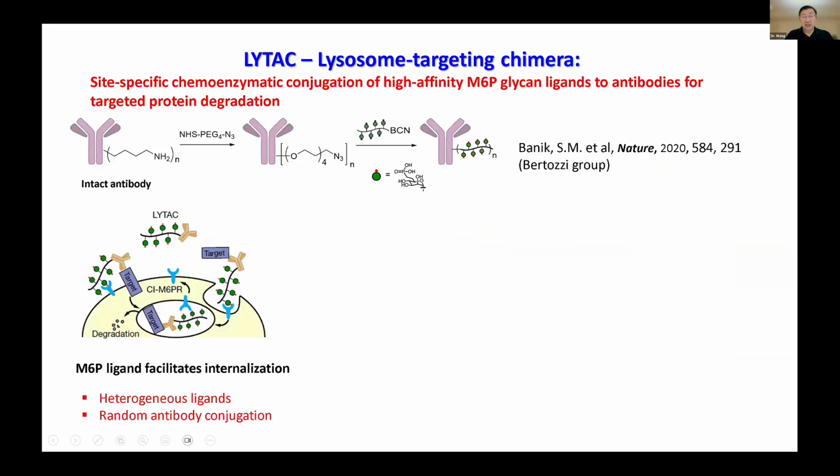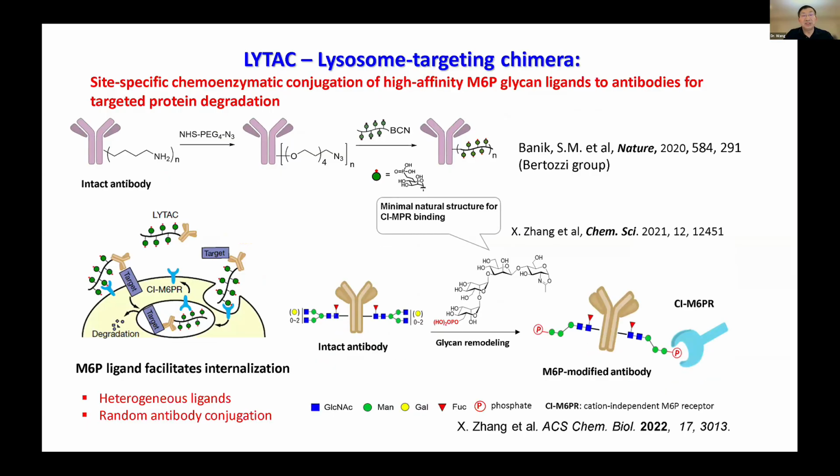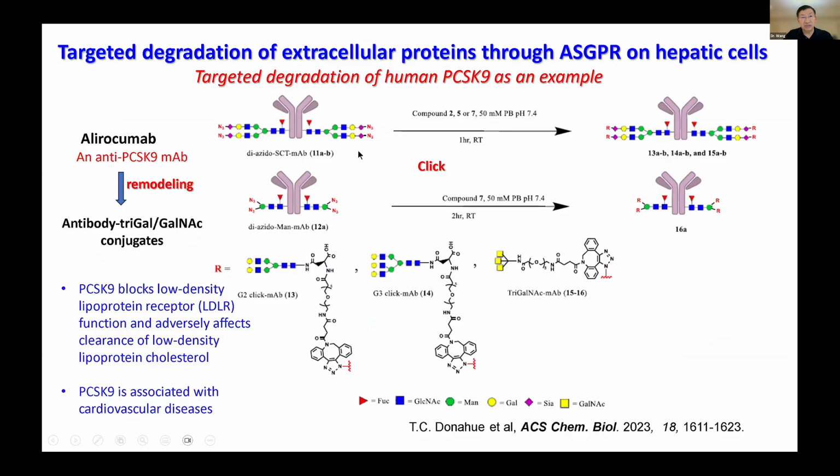Okay. So we also apply this method for antibody-ligand conjugates for lysosome targeting chimera design. So here you can basically use the Fc glycan remodeling method to introduce mannose-6-phosphate oligosaccharide in a single step. And we have shown that this can actually lead to the degradation of membrane-associated targets. And also we extend this to the tri-GalNAc ligand for the asialoglycoprotein receptor for the degradation of extracellular proteins. Here we use PCSK9 as an example. We show that the conjugate can efficiently reduce the level of PCSK9 in cell-based studies.